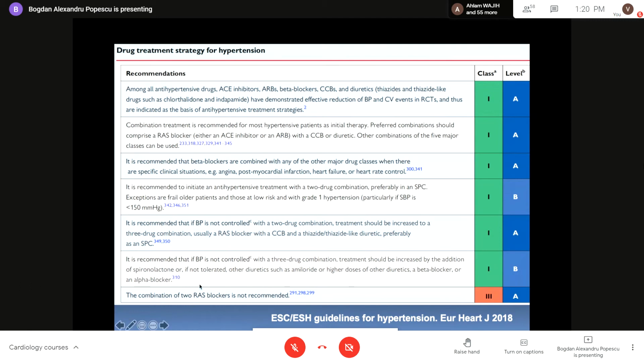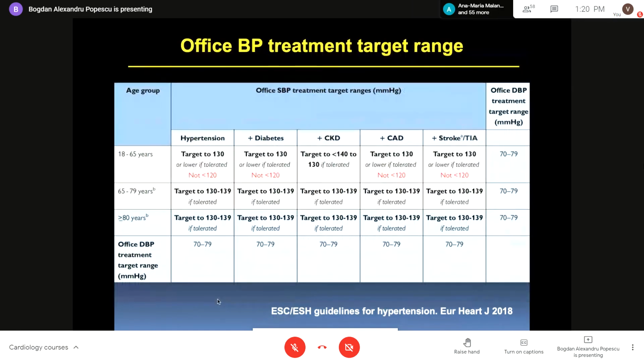We also have to avoid the combination of 2 renin-angiotensin system blockers. We don't use at the same time ACE inhibitors and sartans, because they work through the same mechanism.